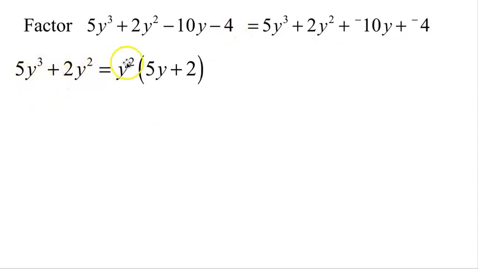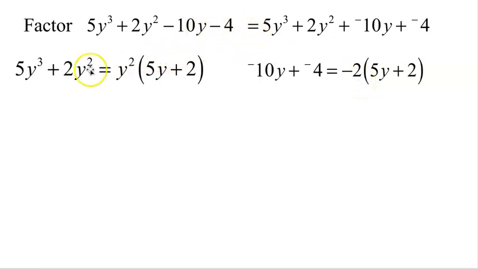5y cubed plus 2y squared, the y squared factors out. 5y cubed divided by y squared is just 5y. 2y squared divided by y squared is just 2. Now, negative 10y plus negative 4, what is common to both? Well, 2 is common to both, or negative 2 is common to both. So my strategy is going to be to divide out negative 2. Negative 10y divided by negative 2 is 5y. Negative 4 divided by negative 2 is positive 2, and that makes us very happy that we have the same numbers in the parentheses when I divide out the negative 2.